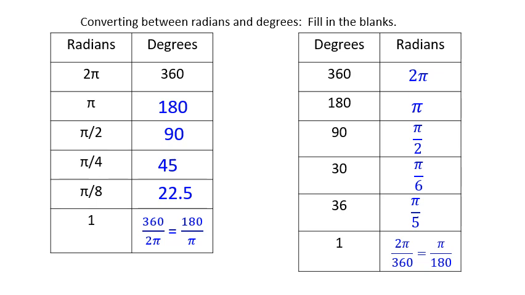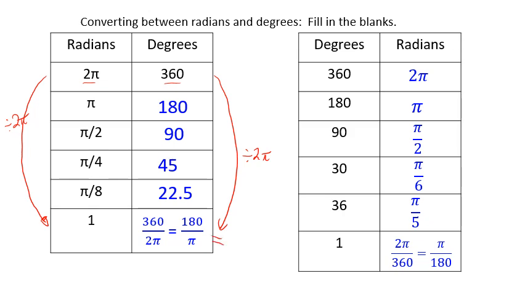If we halve it again, we get 45 degrees. And if we halve it again, we get 22.5 degrees. For 1 radian, if we wanted to turn 2 pi into 1, we could divide by 2 pi. We'd have to do the same thing with the degrees. So if we divide both of those by 2 pi, we get 1 on the left and 360 over 2 pi on the right. And that can be simplified because 360 divided by 2 is 180. So 1 radian is the same as 180 divided by pi.